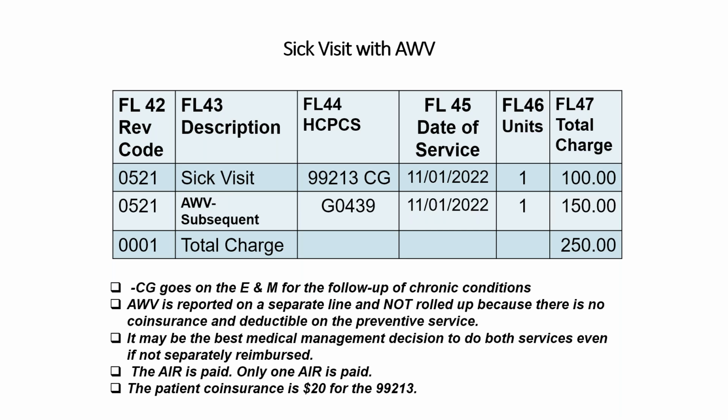Co-insurance will only be due on the E&M code. So there'll be $20 of co-insurance due for the sick part of the visit. There is no deductible or co-insurance on the preventive service, which is why we do not roll it up to the CG line. Anything we roll up to the CG line is going to calculate deductible and co-insurance. So we never roll up a preventive service, but we always report a preventive service because Medicare needs to know that the patient had that service. They need to know that we performed that service. Okay.